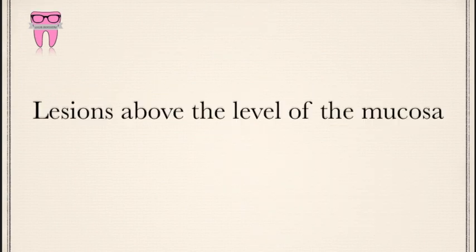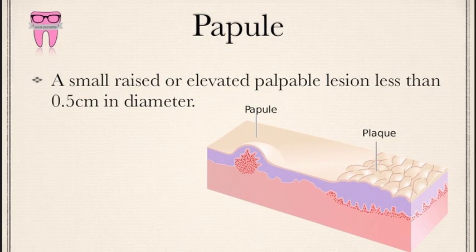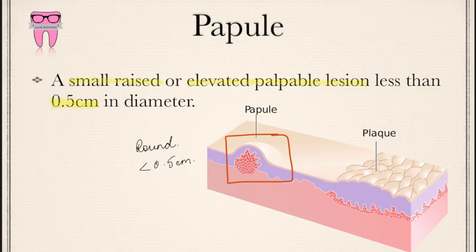Now coming to the third category, the lesions above the level of the mucosa. Under this category, first we are going to deal with the term papule. What is the term papule? It's a small raised or elevated palpable lesion which is less than 0.5 centimeter in diameter. Here you have a diagram of a papule. This elevated palpable lesion is mostly round in shape and it measures less than 0.5 centimeter in diameter.